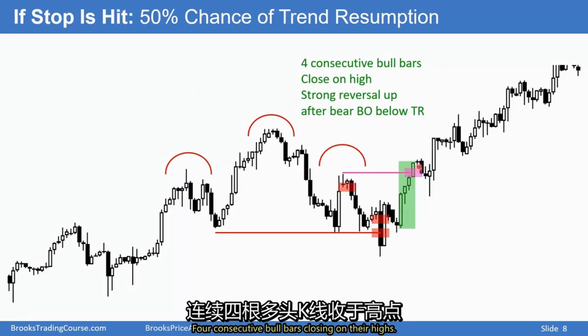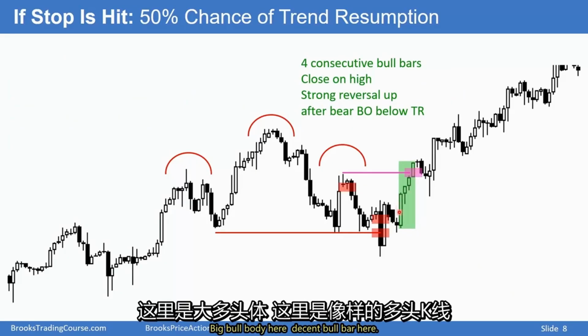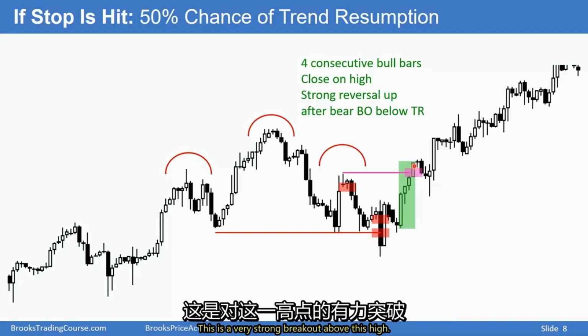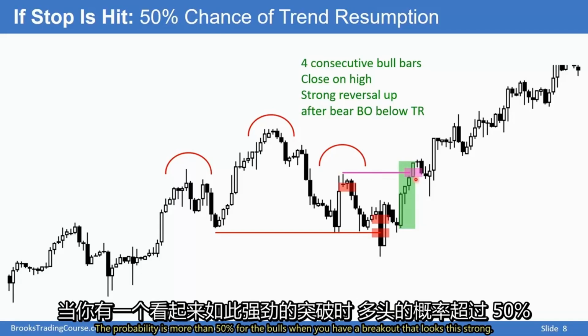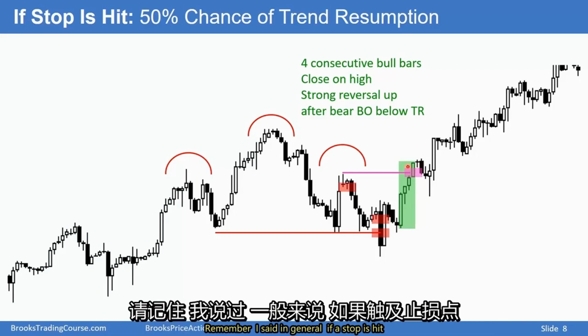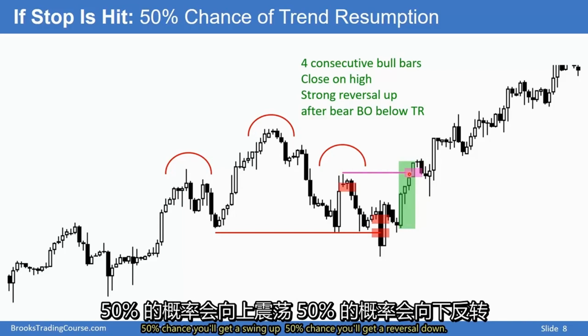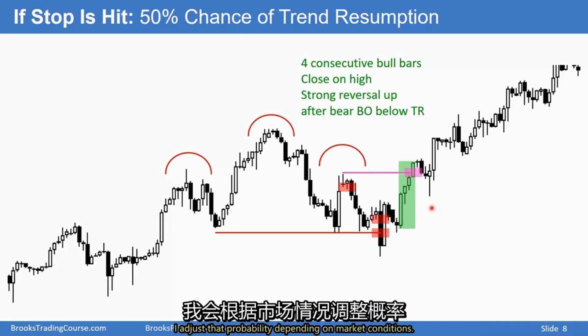Four consecutive bull bars closing on their highs. Big bull body here, decent bull bar here. This is a very strong breakout above this high. The probability is more than 50% for the bulls when you have a breakout that looks this strong. Remember, I said in general, if a stop is hit, 50% chance you'll get a swing up, 50% chance you'll get a reversal down. I adjust that probability depending on market conditions.